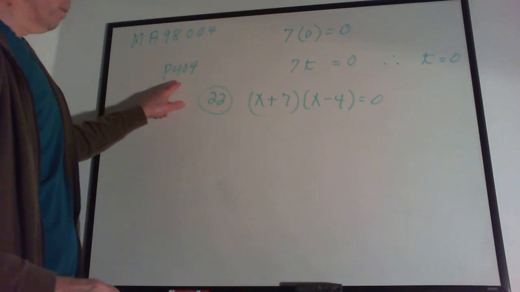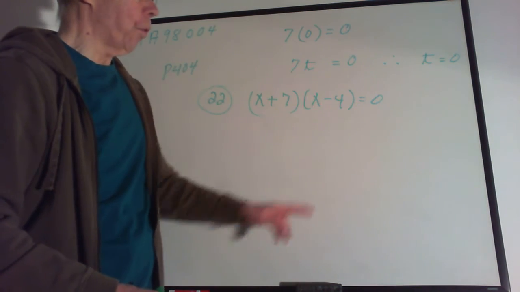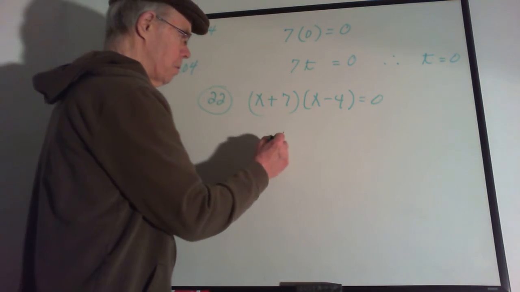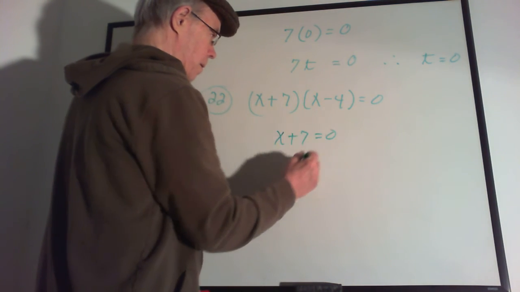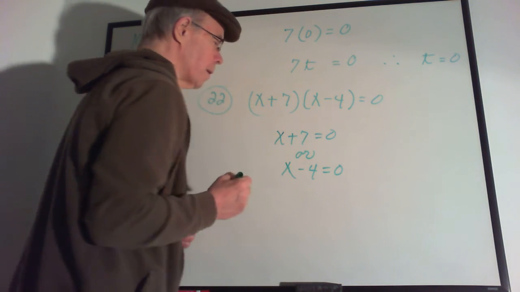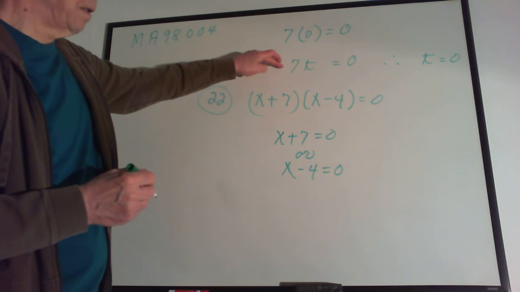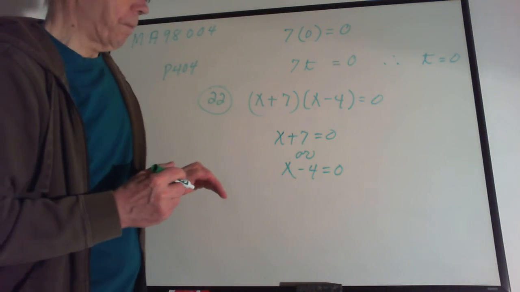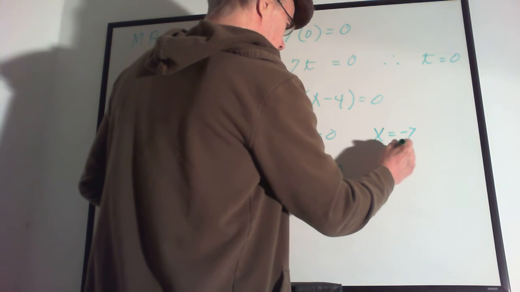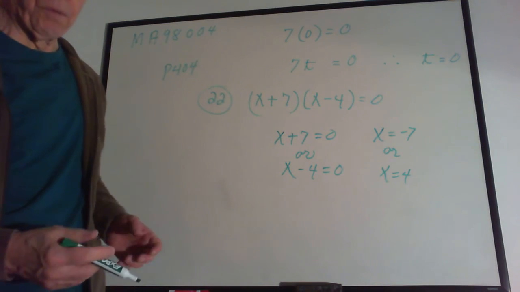Okay, so page 404, problem number 22. It says x plus 7 times x minus 4 equals 0. Therefore, either this one is equal to 0, or one of them has to equal 0. Because if this is true, then it has to be true for these two. So you solve them, and you find out that x can equal -7, or x can equal 4. So there are two possible answers.